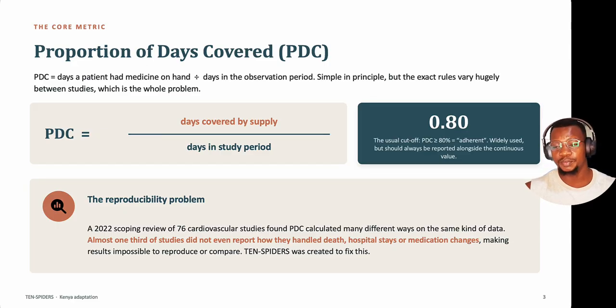So we have the reproducibility problem, like we have already said, where there was a scoping review done in 2022 that took 76 cardiovascular studies, then found that PDC was calculated many different ways on the same kind of data. So there was a variance in parameterization, but we look at that and how we can take care of it. Almost a third of the studies did not even report how they handled death, hospital stays, or medication changes. You see, this is the parameterization problem that I was talking about. So the results really become almost impossible to reproduce.